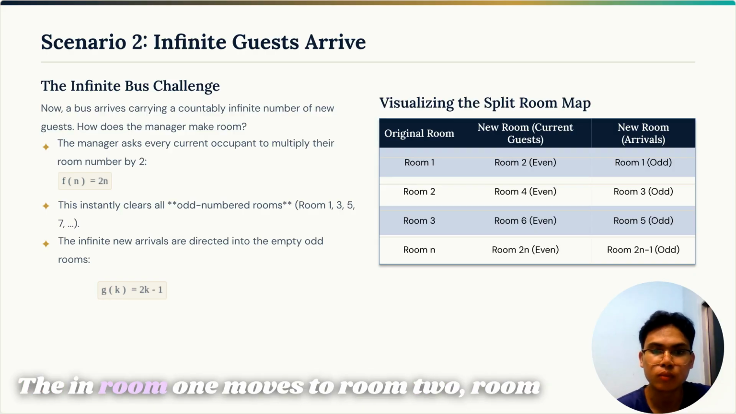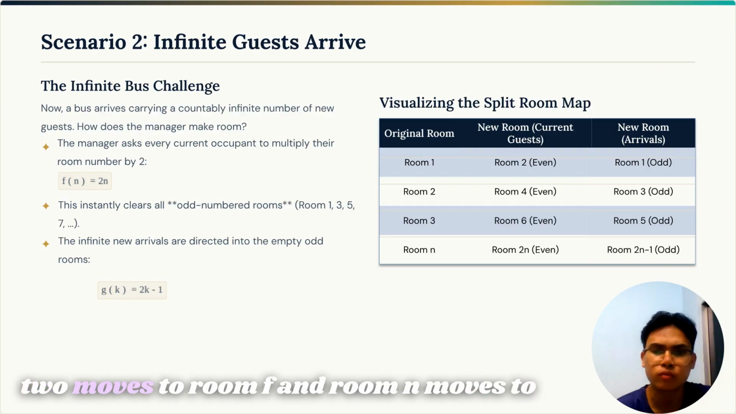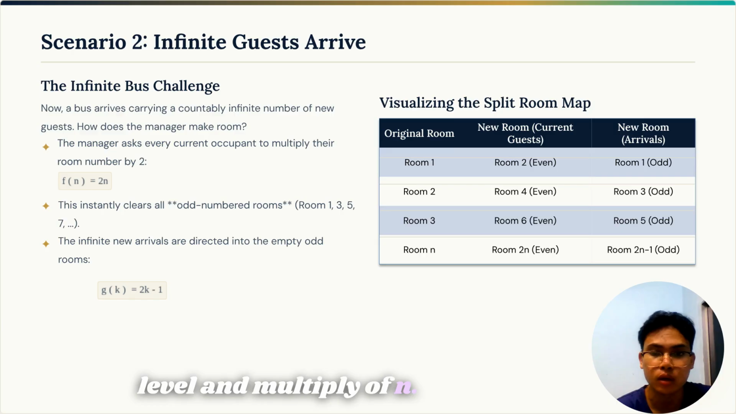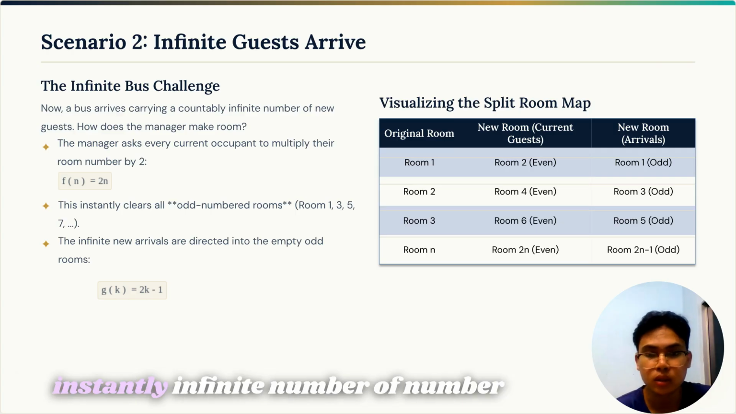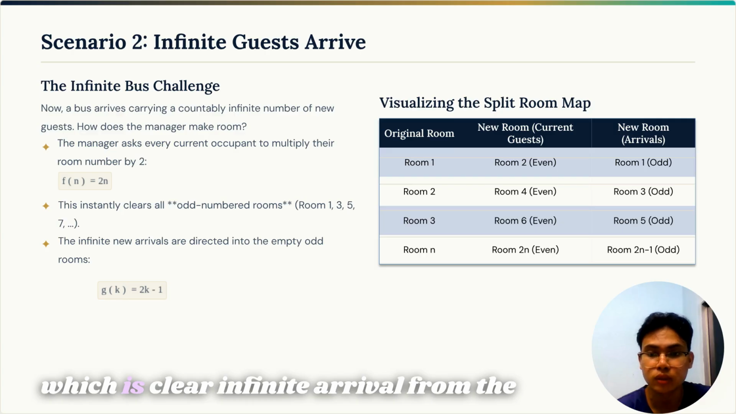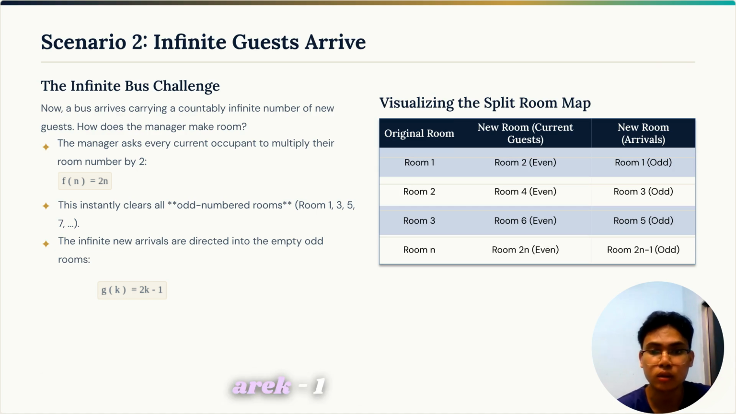The guest in room 1 moves to room 2, room 2 moves to room 4, and room n moves to room 2n. What does this do? It moves all current guests into even-numbered rooms. Instantly, an infinite number of odd-numbered rooms, which is 1, 3, 5, 7, and so on, are cleared out. The infinite new arrivals from the bus are then smoothly directed into these empty odd rooms using the formula g(k) equals 2k minus 1.